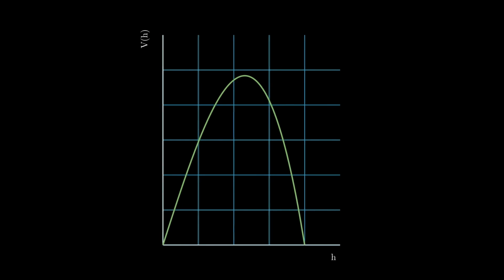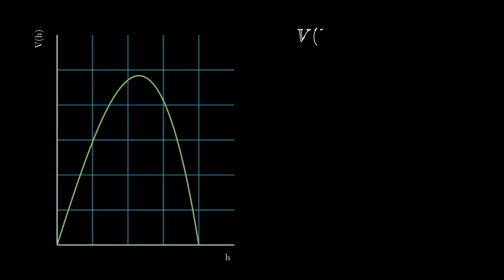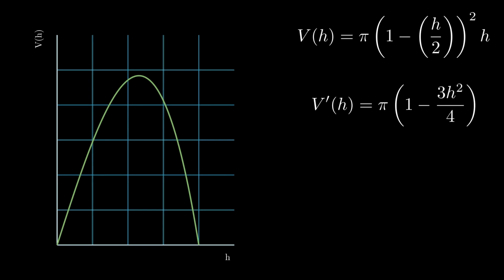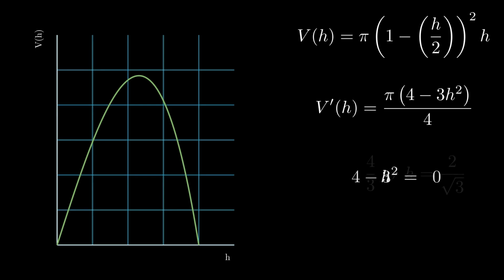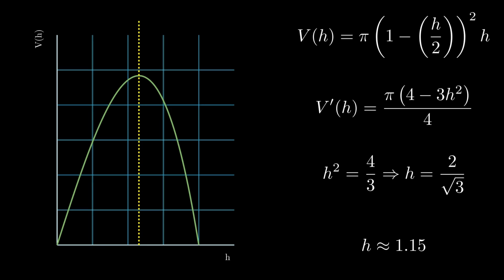We start by taking the derivative of V of h. This can either be achieved by expanding it out or using product rule. Then, by setting it equal to 0 and solving for h, we get h equals 1.15 meters. Thus, the volume of the wine barrel is maximized when h is equal to 1.15 meters, right?